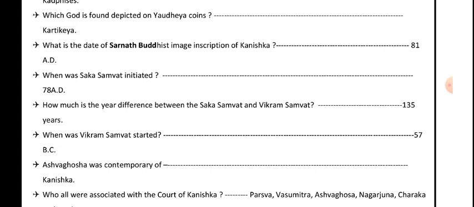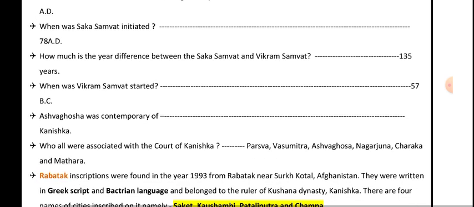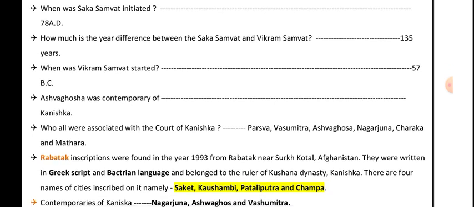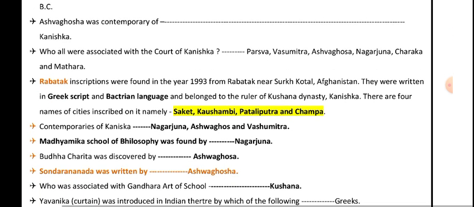What is the date of the Sarnath Buddhist image inscription of Kanishka? 81 AD. When was Saka Samvat? 78 AD. How much is the difference between Saka Samvat and Vikram Samvat? 135 years. When was Vikram Samvat started? 57 BC. Ashwaghosha was a contemporary of Kanishka.